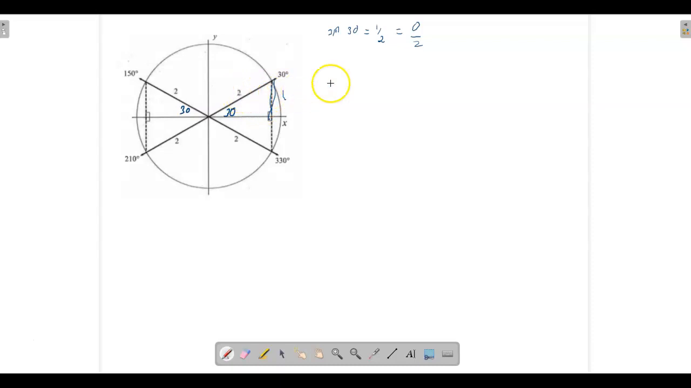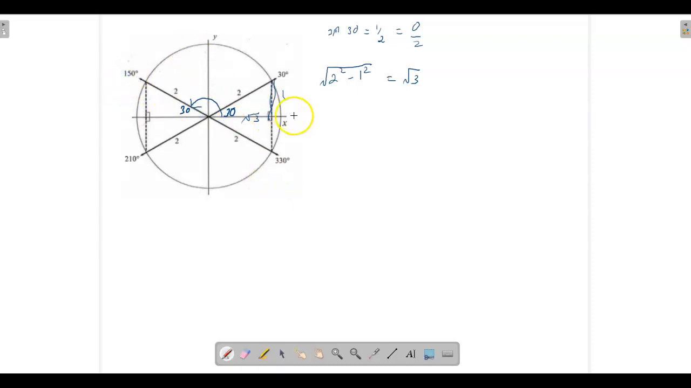Now I can use Pythagoras to work out this side here, and that side there is 2 squared take away 1 squared, and then square root it, which is 4 take away 1, which is the square root of 3. Now that's great. I can see that sine 30 is a half, cosine 30 is root 3 divided by 2, tan 30 is 1 divided by root 3. But what it tells me is these angles here. So that angle there is 150.